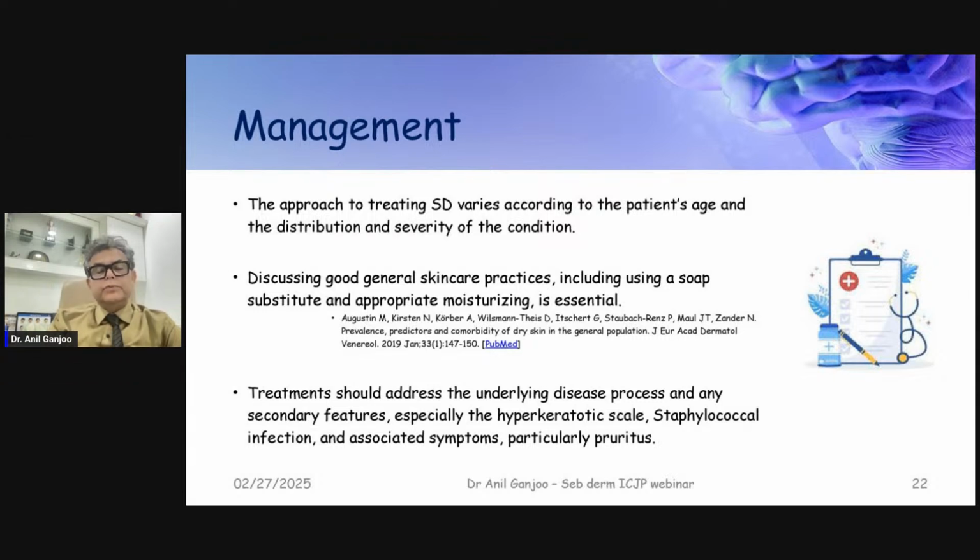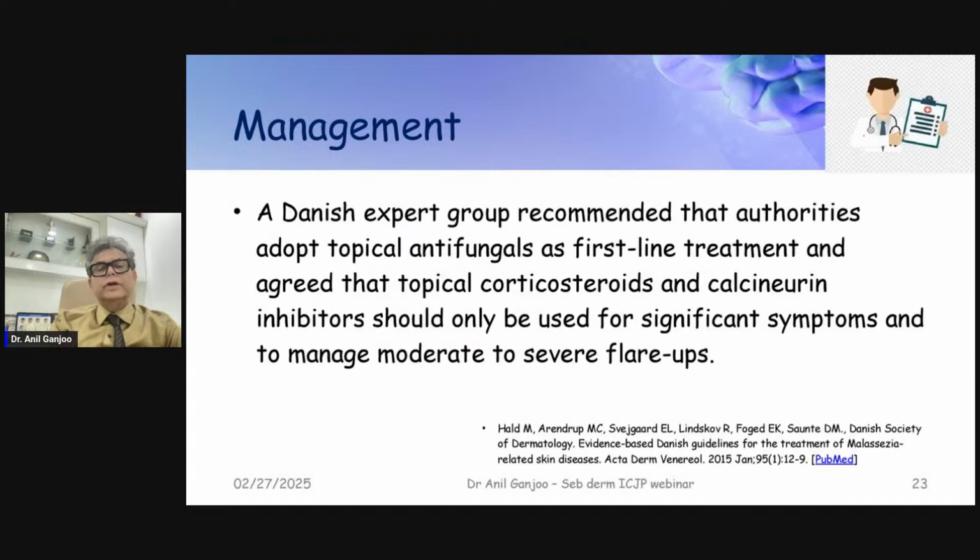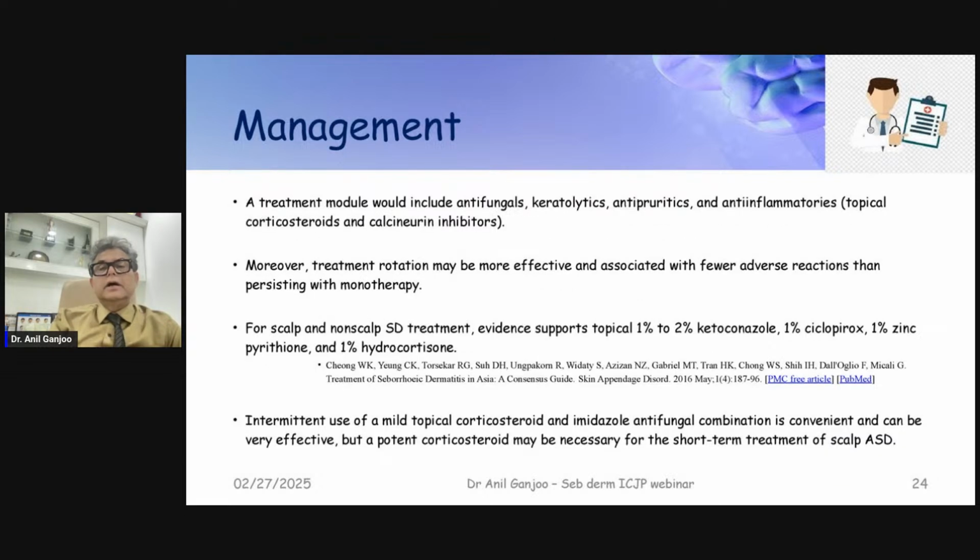Anyway, good shampoos will help you remove the hyperkeratotic scale from the surface. If you suspect a secondary infection, treat with antibiotics. Also, if there is itching, then give antipruritics. A Danish expert group recommended that the first line should just be topical antifungals. Antifungals can give you a lot of relief, and try to reserve steroids, calcineurin inhibitors, etc., for patients who have more symptoms and severe disease or flare-ups.